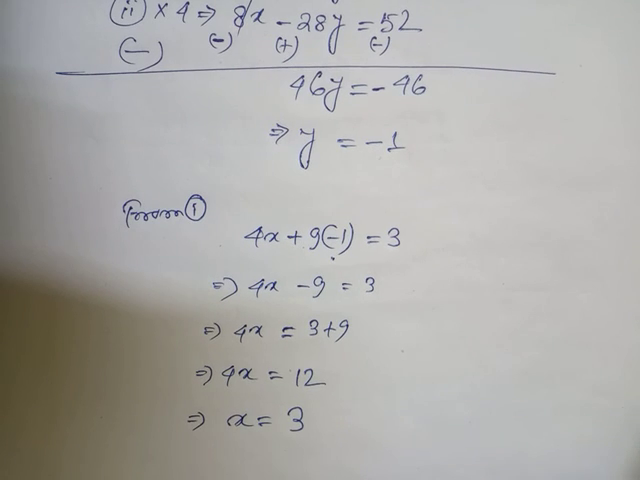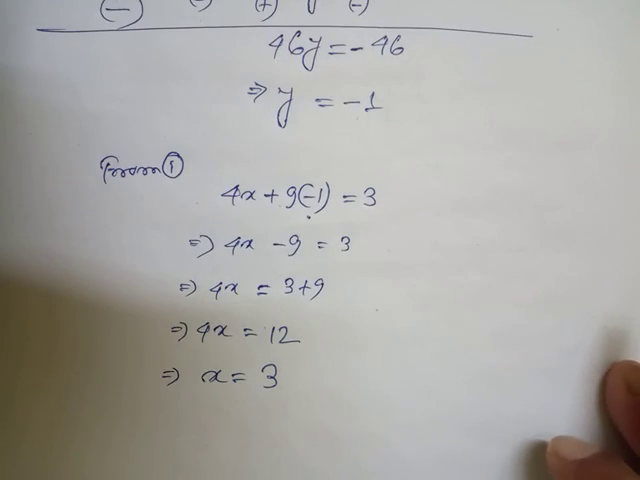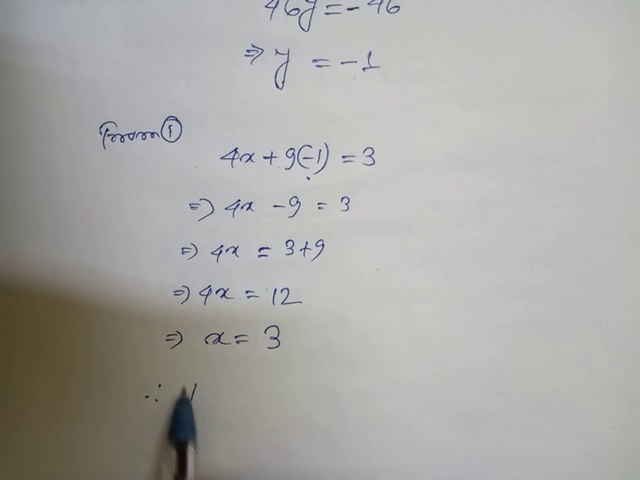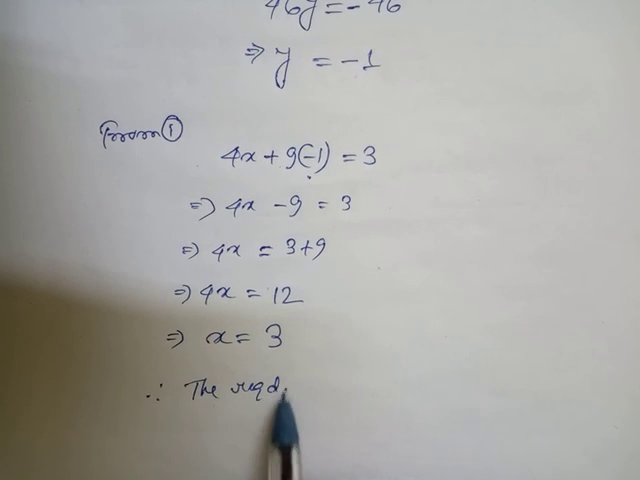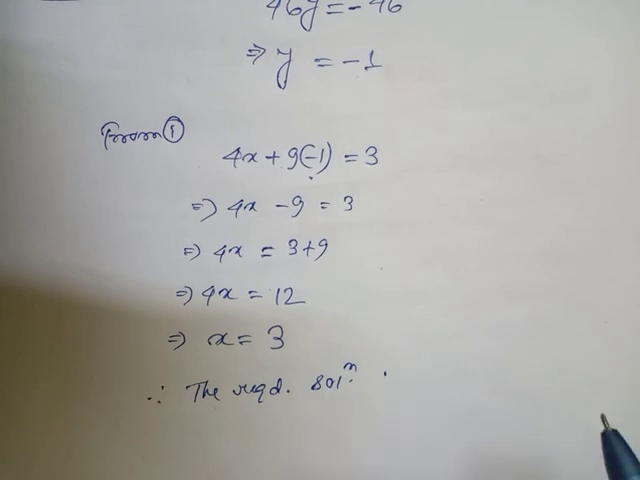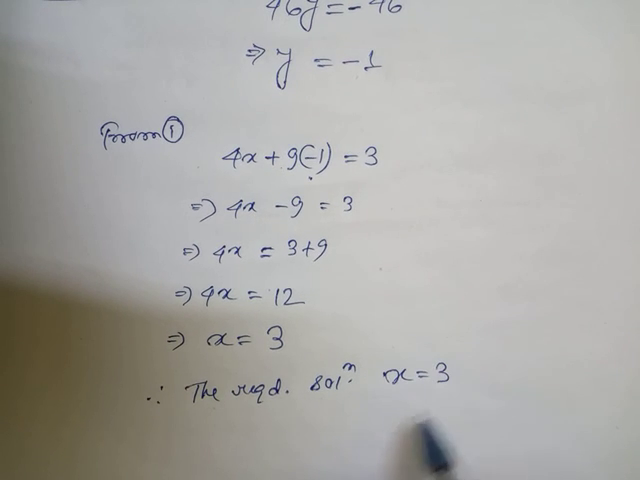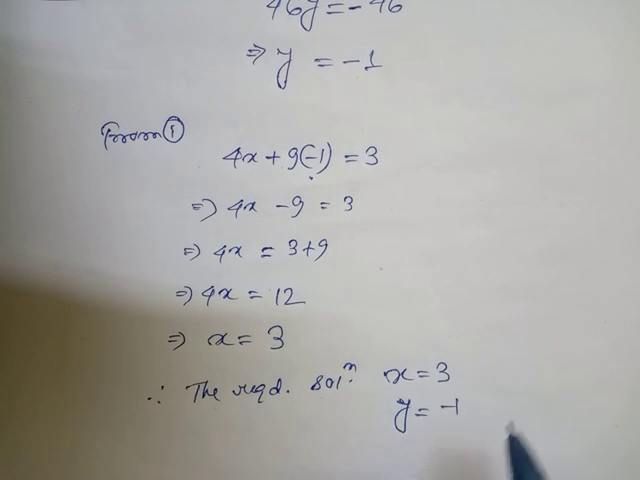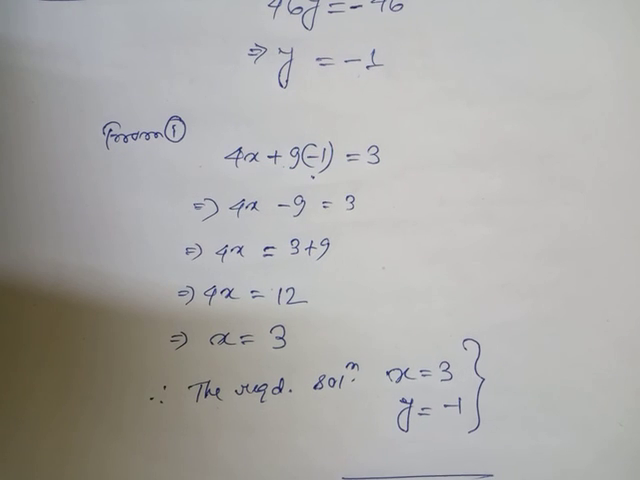Now look, what is the value of x and y here? We'll write down the last line here. Therefore the required solution: x equal to 3, y equal to minus 1. This is the answer of the question number 7, Roman 4.